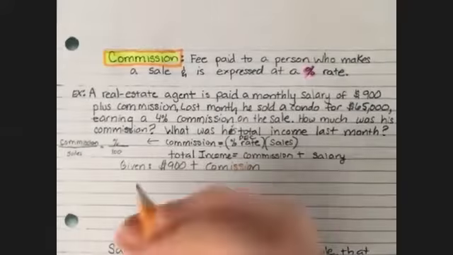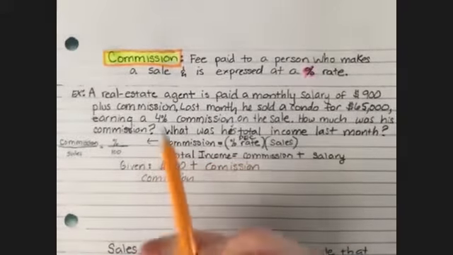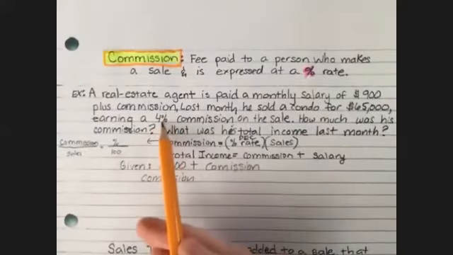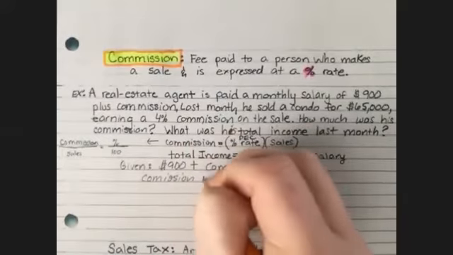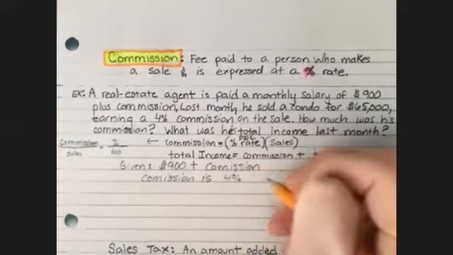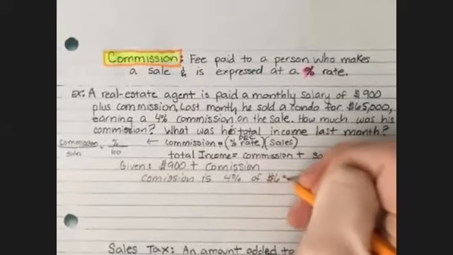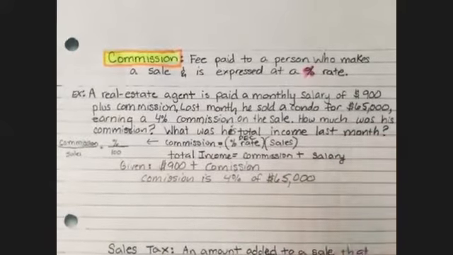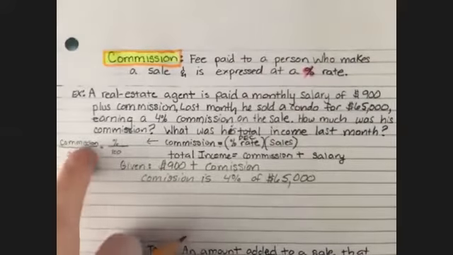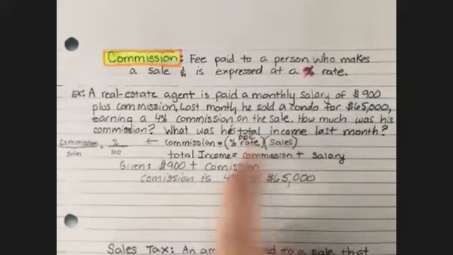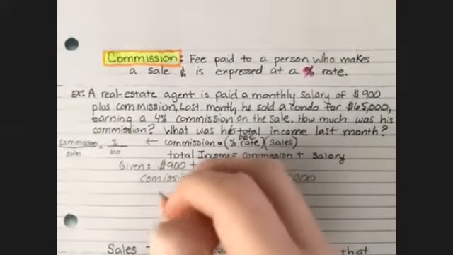And so the commission is 4% on the sale. So commission is 4% of your sale of $65,000. Now that I have that, I can set it up. Again, you can set it up as a proportion, or you can set it up in this equation. For this one, I'm going to set it up into this equation.